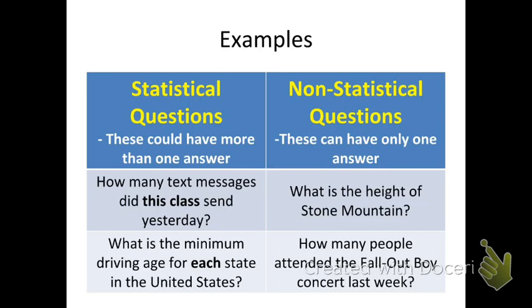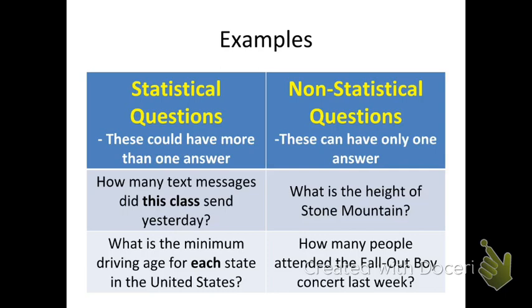Okay, so statistical questions can have more than one answer. For instance, how many text messages did this class send yesterday? We could have numerous answers. What is the minimum driving age for each state in the United States? That word each tells us that we are asking more than one state. Do you see that? And could there be more than one answer? Yes. Generally, we all know that people start driving at 16, but there are other things. There are boats, there are motorcycles. So there could be more than one answer to that question. That's what makes it statistical.